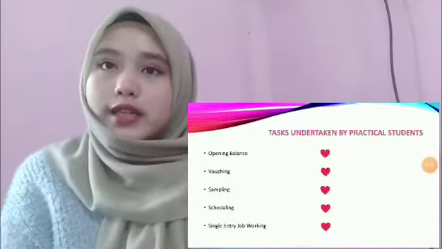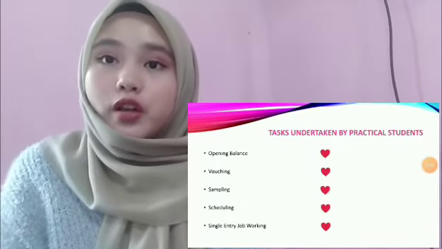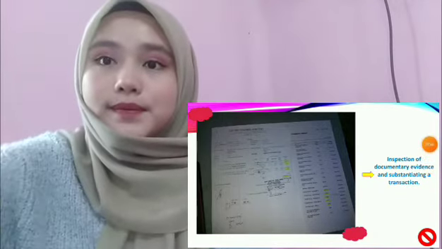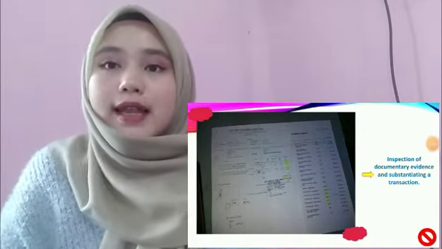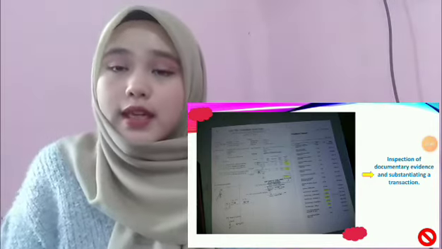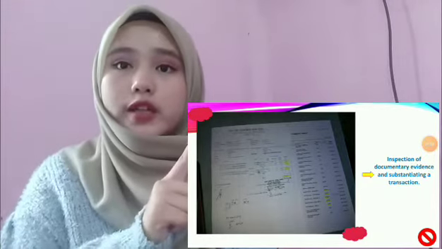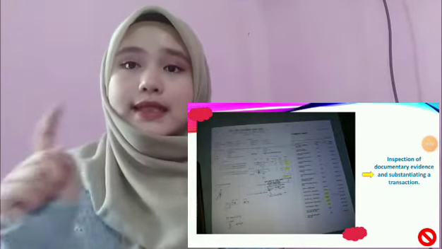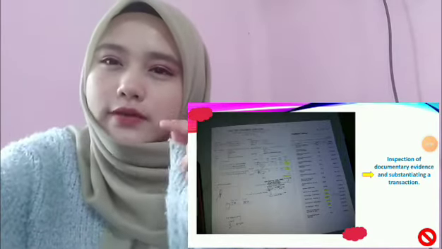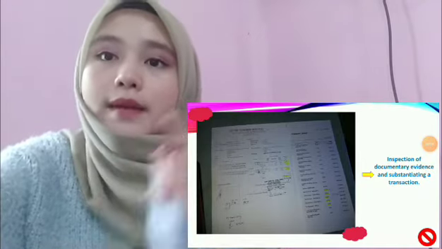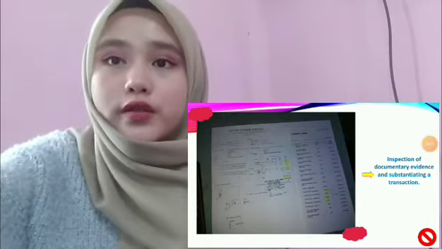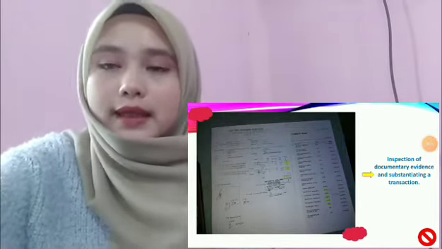Next is vouching. Vouching is inspection of documentary evidence and substantiating a transaction. As we can see in the picture, there are a ledger and also an invoice. When doing vouching, we need to make sure the amount in the ledger and the amount in the invoice are the same. When it is the same, we need to put a little V mark near the amount and make sure to put it both in the ledger and in the invoice using a red pen.